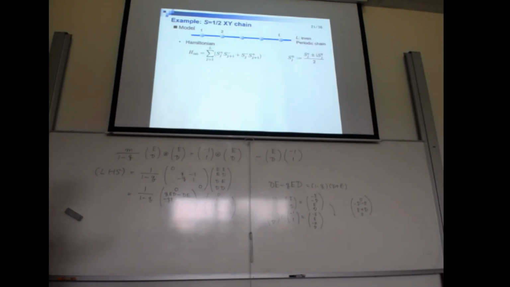So now let's discuss a concrete example, that is the S equals 1/2 XY chain. Here we have L number of sites, and L should be even, and I impose periodic boundary conditions. The Hamiltonian looks like this, and it's just an S^x S^x plus S^y S^y interaction. But if you use spin raising and lowering operators, you can rewrite it like this. And you can map it to free fermions via the Jordan-Wigner transformation, which I introduced yesterday, and which was solved by Lieb, Schultz, and Mattis, and Katsura in the 60s.